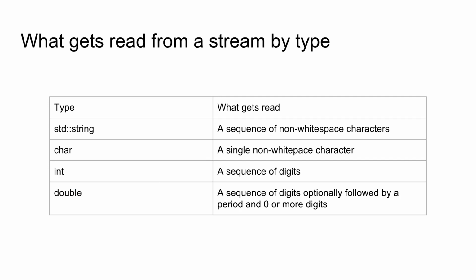So when you try to read in your basic types, if you try to read in a string, it'll attempt to read a sequence of non-whitespace characters. So if someone did hello space world, and you tried to read it into a string, you would just get the hello, because the space would stop you from reading. If you do a character, you'll get a single non-whitespace character. An int will get you a sequence of digits, and a double will get you anything that's validly formatted as a double. So some numbers, optionally followed by a decimal point, followed optionally by some more numbers.